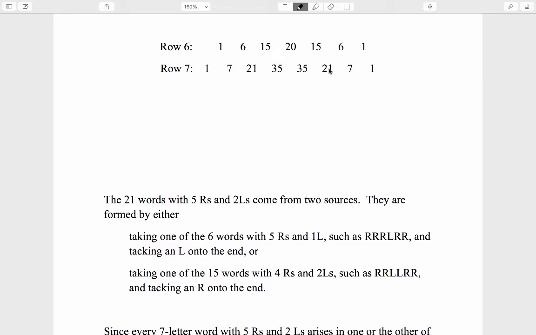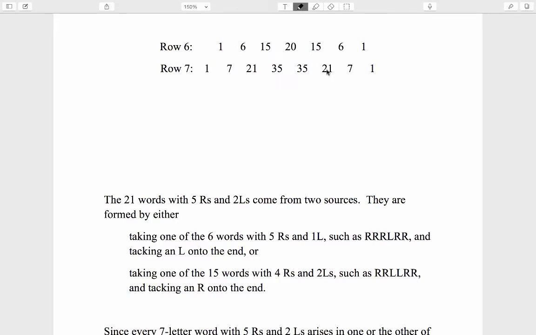The 21 words with 5 R's and 2 L's come from two sources, because the 21 paths that reach this location in the hexagonal grid come from two sources. The words are formed by either taking one of these 6 words with 5 R's and 1 L, and then tacking on an L to the end. That's like paths that have gone right 5 times and left once, and then go left in the final step.